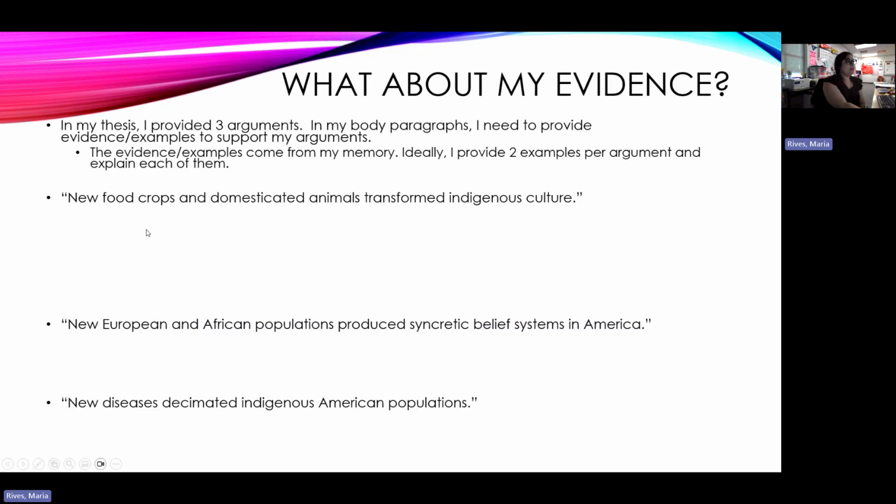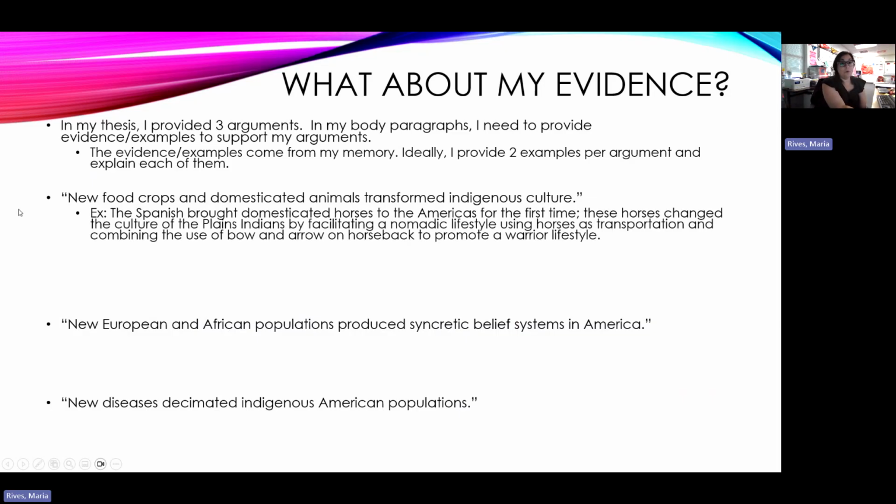So body paragraph 1 is going to be new food crops and domesticated animals transform native culture. My first example is going to be the horse. For example, the Spanish brought domesticated horses to the Americas for the first time. That's my fact. Now I've got to explain it. How did it change life? These horses changed the culture of the Plains Indians by facilitating a nomadic lifestyle, using horses as transportation, and combining the use of bow and arrow on horseback to promote a warrior lifestyle. I've showed the change. The horse changed society. I've got my fact and my explanation.